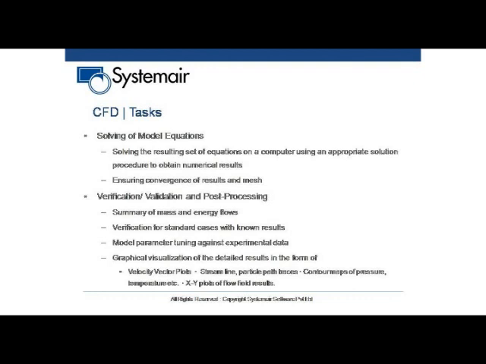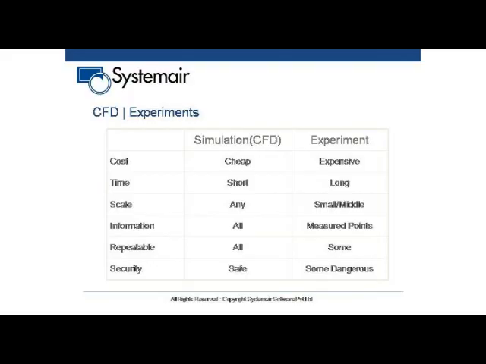Then the most important part is the verification and validation of those results. The results are only as good as the input that you have given. So it's very important to validate and verify, using common testing procedures, convergence checks, and checking whether normal physics principles are followed in the simulation results. Why is CFD a no-brainer? Because simulations as compared to experiments are much easier, cheaper, and faster. You can have data on all the points that you want.